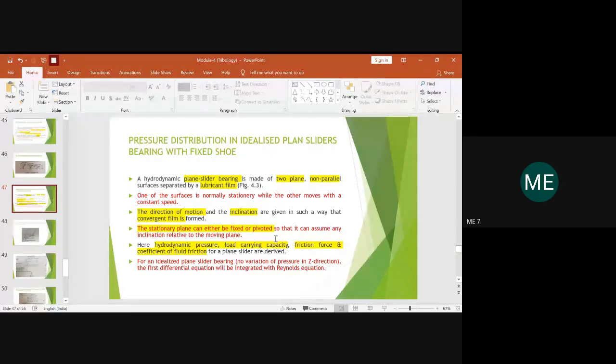Right? Or else, what is the pressure distribution? Sometimes they ask for both the pressure distribution equation as well as the load carrying capacity. So you should be able to derive it. If you derive, you will get full marks, right?